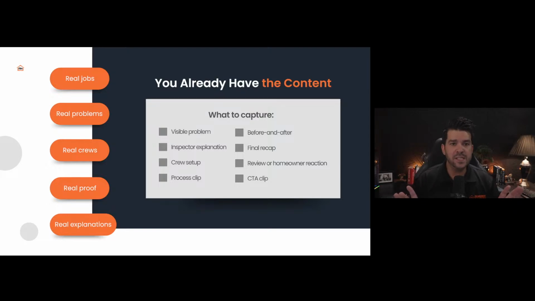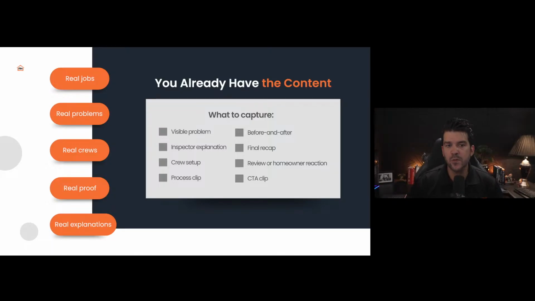So here's a basic job site shot list. First, capture the visible problem. That might be a crack or water entry, crawl space moisture, bowing wall, drainage issue, sump pump setup, or uneven concrete. Second would be capture a quick inspection explanation.